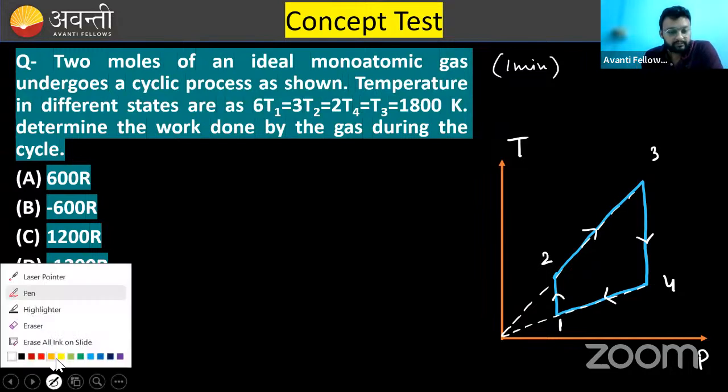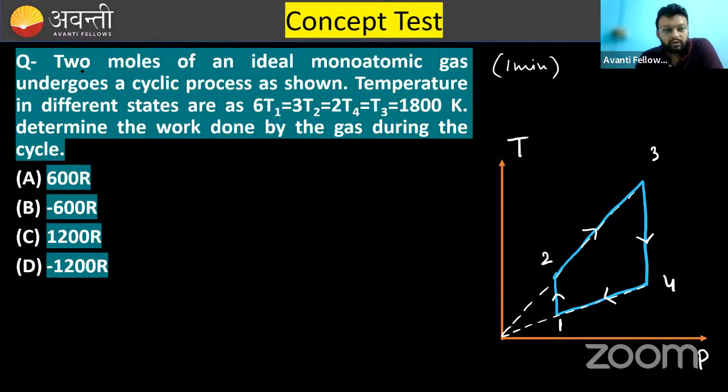First of all, read the question. 2 moles. Okay, so try to remember n is equal to 2, given. An ideal monoatomic gas undergoes a cyclic process as shown. Pressure in different states is given. At all these states, temperature is given at least: state 1, state 2, state 3, state 4. Can you calculate the temperature in all these states? You can easily say that.